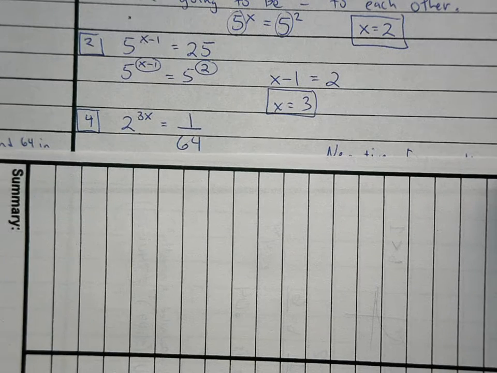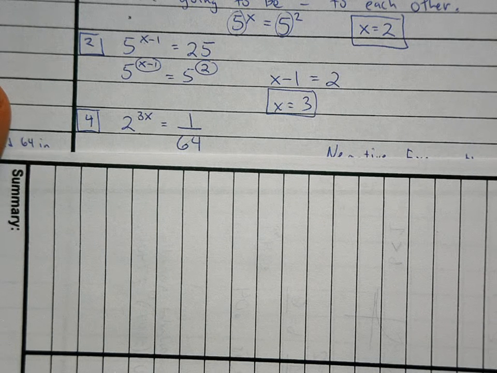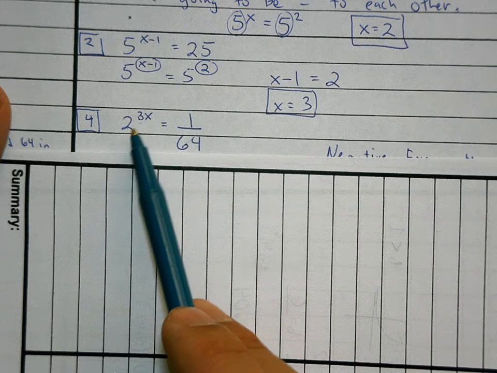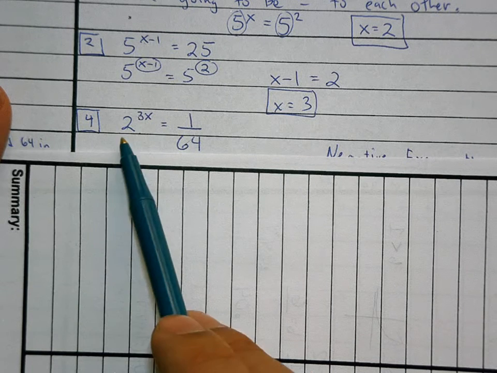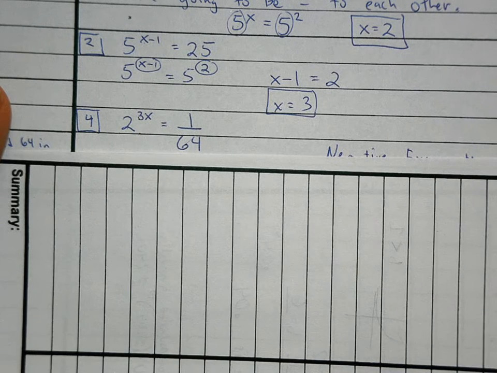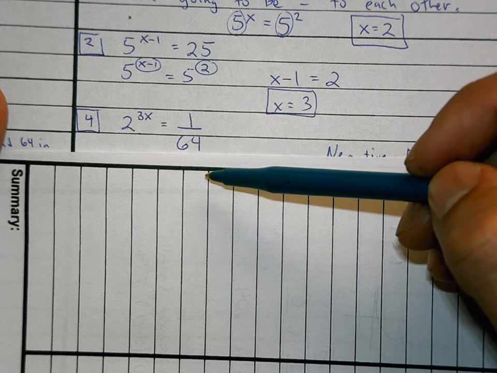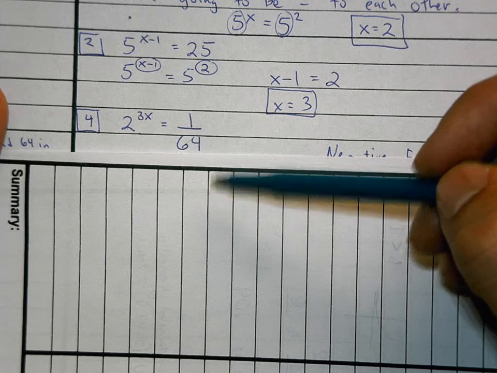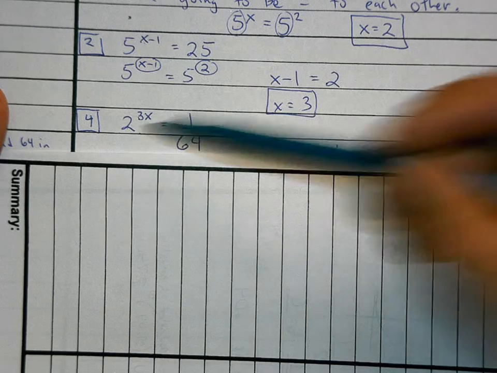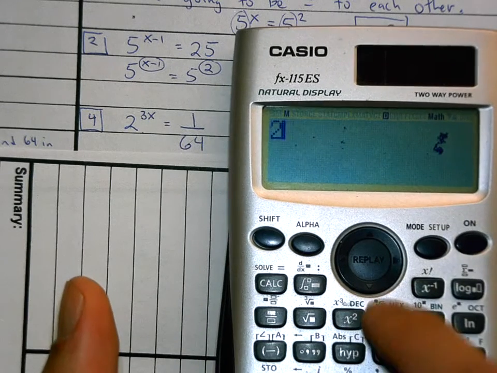This is number 4. Number 4 says 2 to the 3x power is equal to 1 over 64. What I want you to do every single time is start thinking about, well, this is 64, I don't divide. What you're going to want to try to do is get the 64 into base 2. And so you will literally need to figure out, is it 2 to the 4th power?